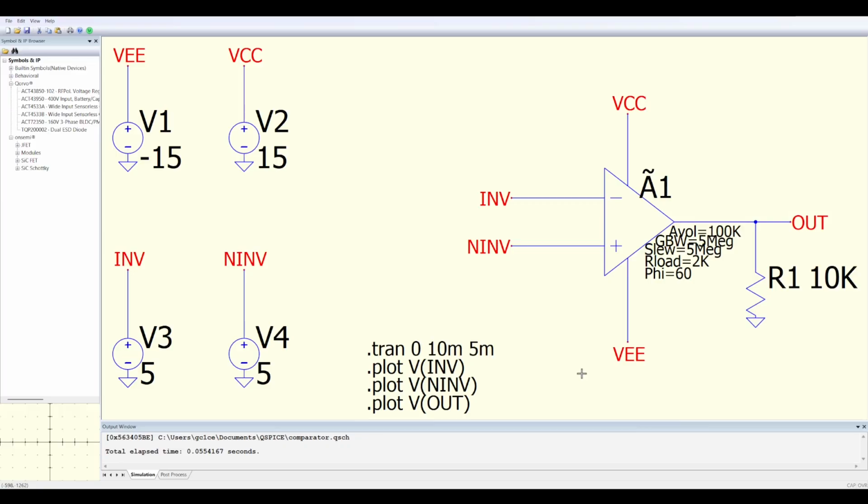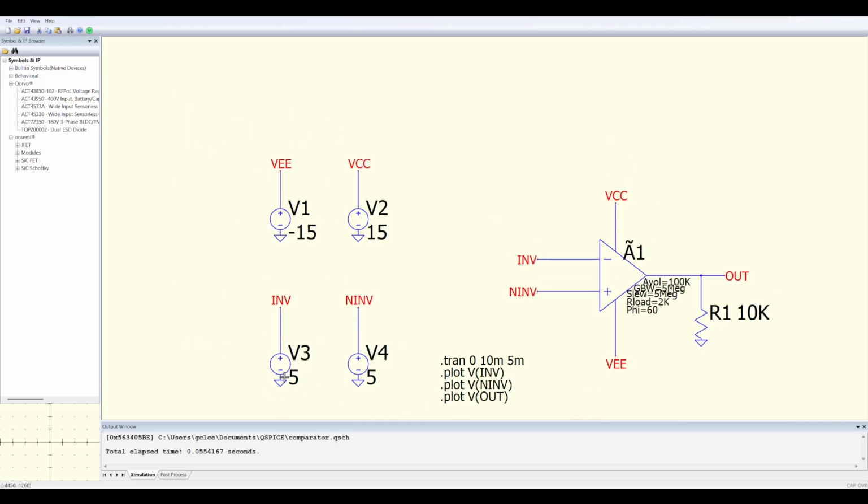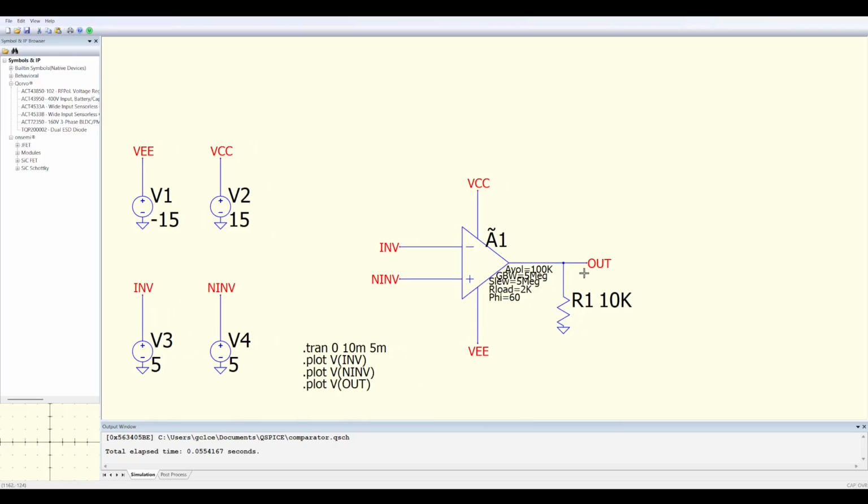Okay, now we're looking at QSpice with a comparator. Ignore the fact that everything's spread out. The labels connect everything. But yeah, we're starting out with 5 volts on each, and we're going to run it for 5 milliseconds. Let's see what kind of results we get.